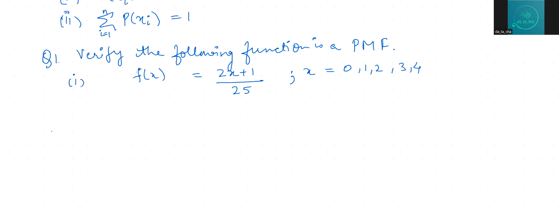So the answer of this would be, we need to check the two conditions here. As we know, the probability, we need to check whether it is greater than or equal to 0 or not. So let us consider from the function, I can calculate a table.